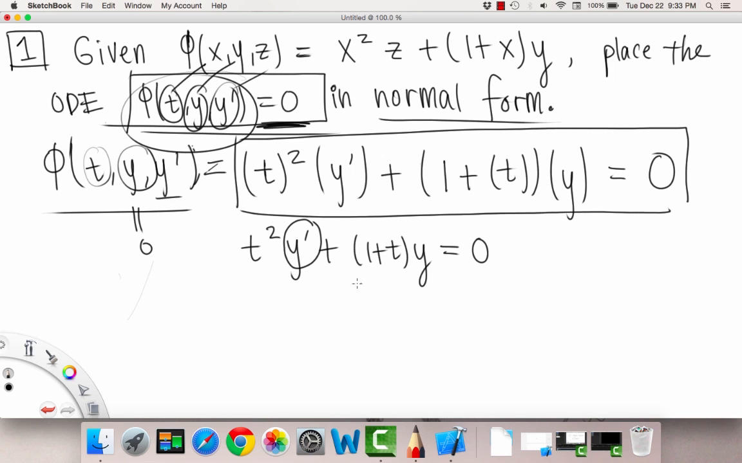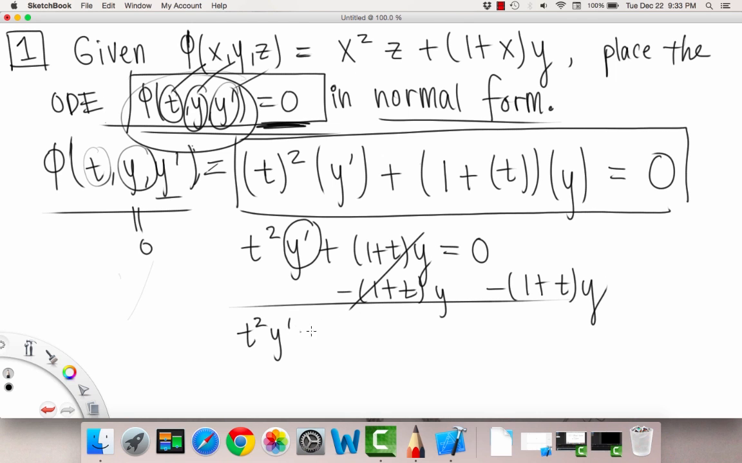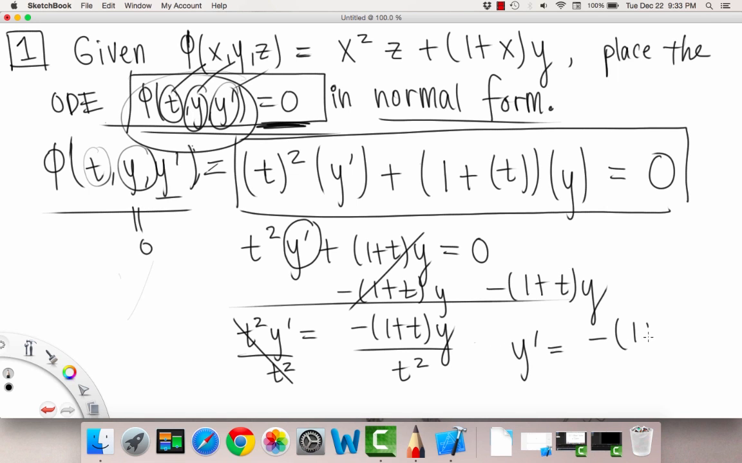Okay, so first, in order to do this, we can subtract this whole 1 plus t times y over. So we're going to subtract that on both sides, 1 plus t times y. Okay, so these will cancel, and we get t squared times y prime is equal to negative 1 plus t, and then times y. And finally, we're just going to divide by t squared on both sides. These cancel out, and we end up with y prime is equal to negative, parentheses, 1 plus t times y, all over t squared. Okay, and we've obtained our ODE in normal form.